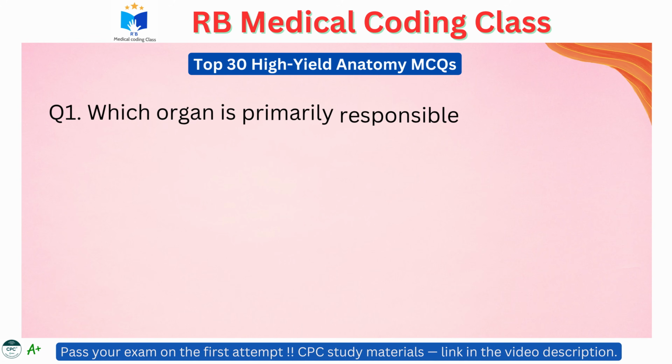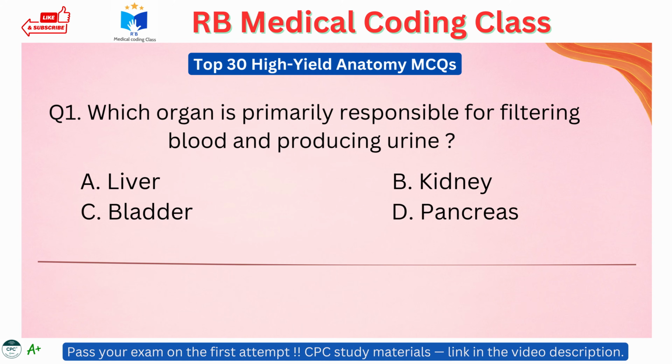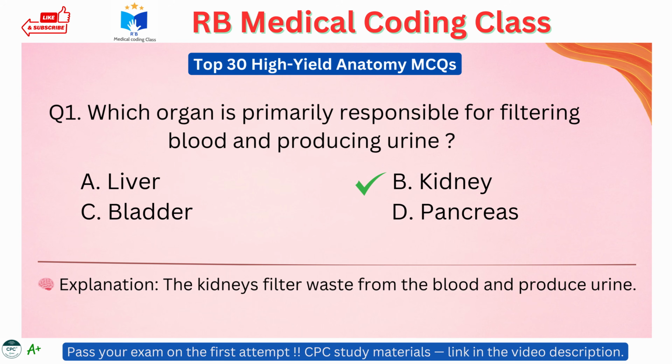Question 1. Which organ is primarily responsible for filtering blood and producing urine? A. Liver. B. Kidney. C. Bladder. D. Pancreas. Answer. B. Kidney. Explanation. The kidneys filter waste from the blood and produce urine.